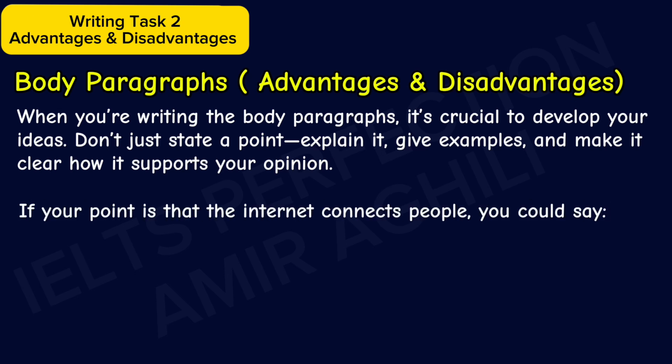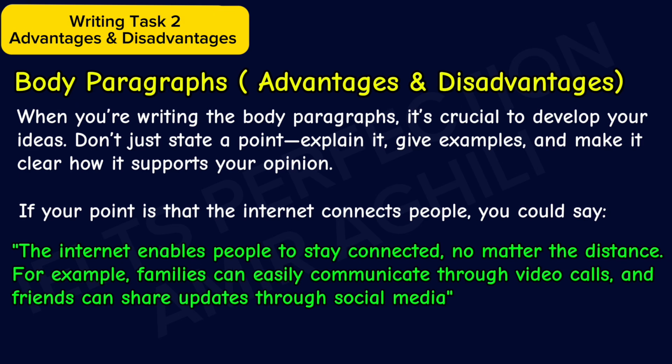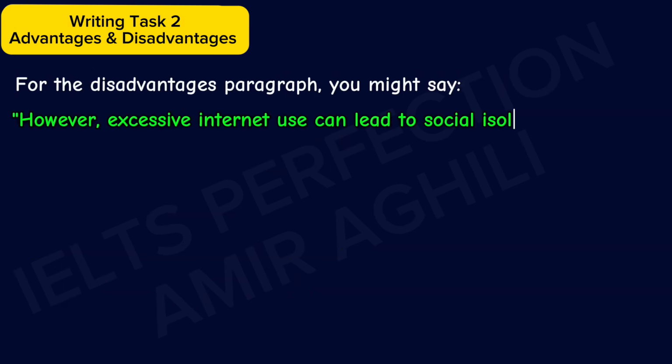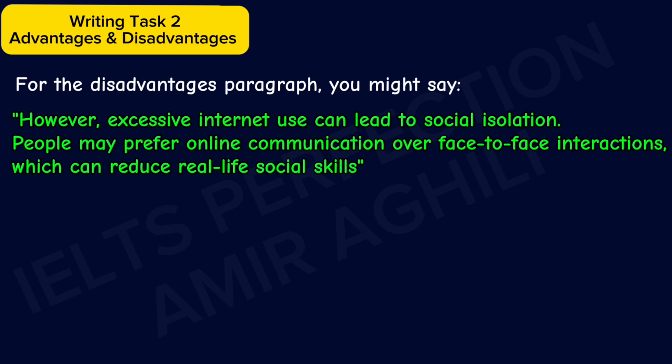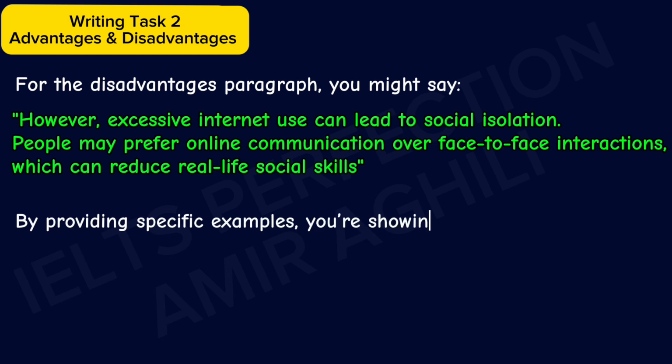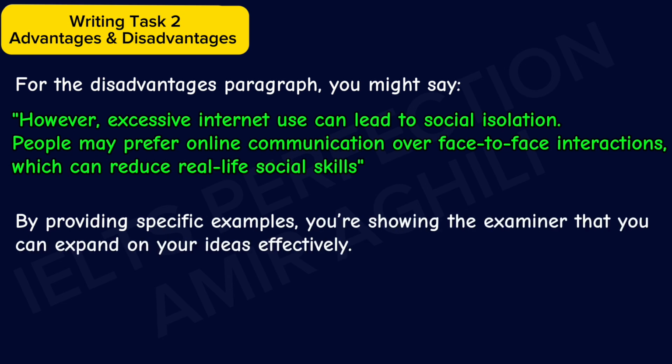So, if your point is that the internet connects people, you could say, the internet enables people to stay connected, no matter the distance. For example, families can easily communicate through video calls, and friends can share updates through social media. Or for the disadvantages paragraph, you might say, however, excessive internet use can lead to social isolation. People may prefer online communication over face-to-face interactions, which can reduce real-life social skills. By providing specific examples, you're showing the examiner that you can expand on your ideas effectively.